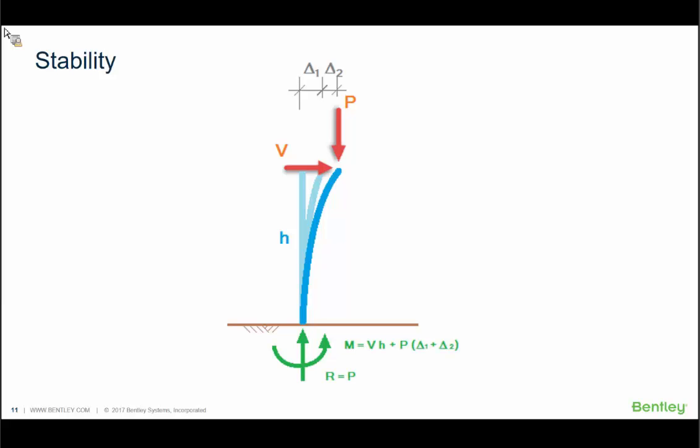So now the moment in the column isn't just V times h plus P times delta 1, it is V times h plus P times delta 1 plus P times delta 2. But that additional moment P times delta 2 induces more displacement, which produces more moment, which produces more displacement, and on and on. If the column is stable under the imposed loads, it will converge on a final position, delta total. Each successive increment of delta and the resulting additional moment will get smaller and smaller until it reaches its final position, and the final and actual moment in the column will be V times h plus P times delta total.